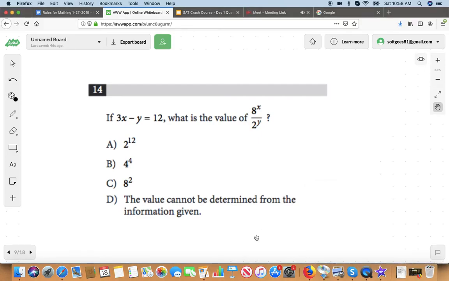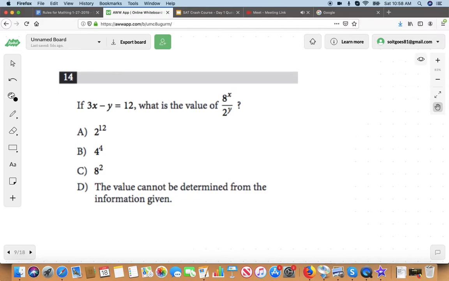If 3x minus y equals 12, what is the value of 8x over 2y? Yeah, so I'd read that as 8 to the power of x over 2 to the power of y. Right. Okay.